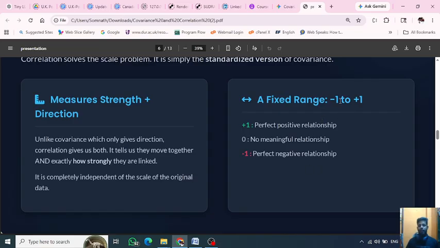and it provides a fixed range from -1 to +1. If the value is near positive 1, it's a perfect positive relationship. If 0, no meaningful relationship, and if it is -1, then perfect negative relationship.